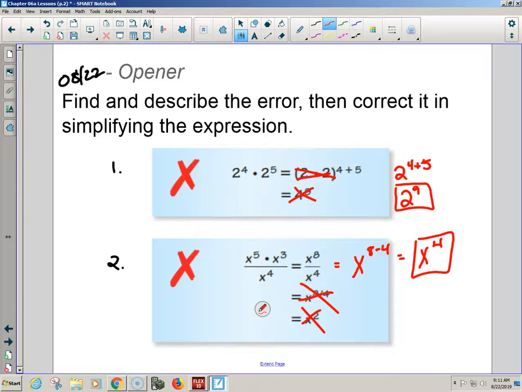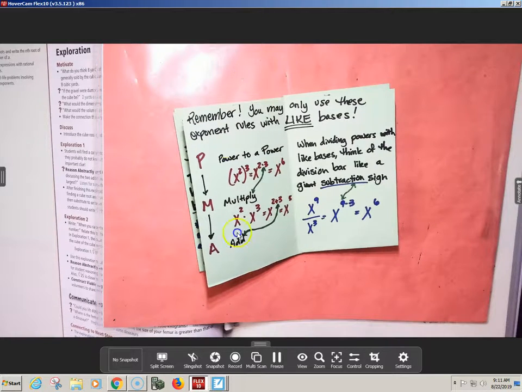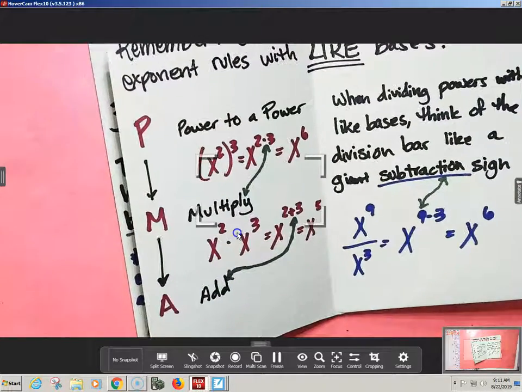Questions, yeah. On the first one, how do you know when to add, like where...? Yeah, because on some of the problems you have to multiply. Exactly. So, wait. We were just reminded sometimes you add and sometimes you multiply. So let's go back to our book. It's this specific one right here. When do you multiply and when do you add? We add exponents when we're multiplying powers. We multiply exponents when we're raising powers to powers.